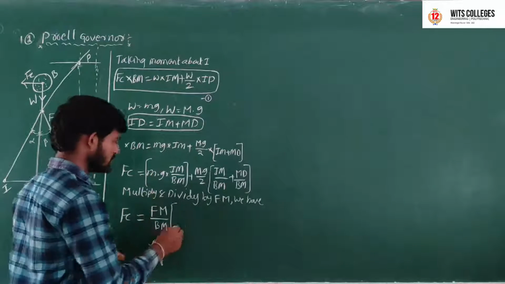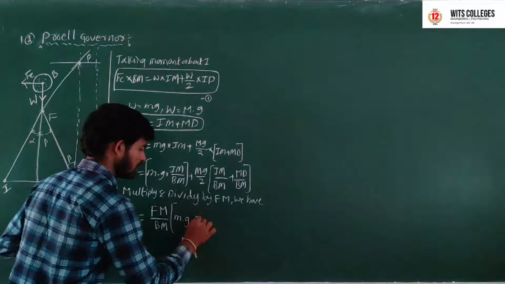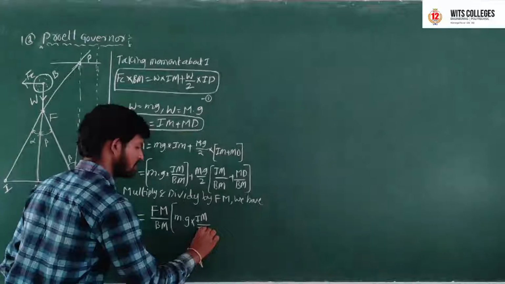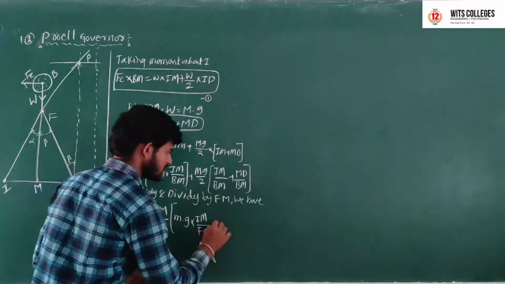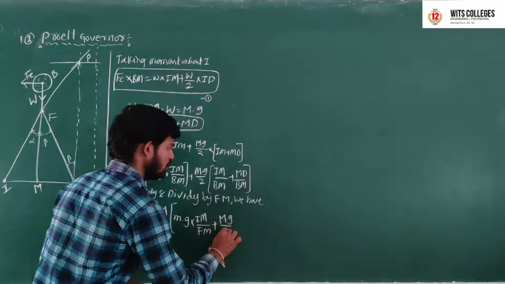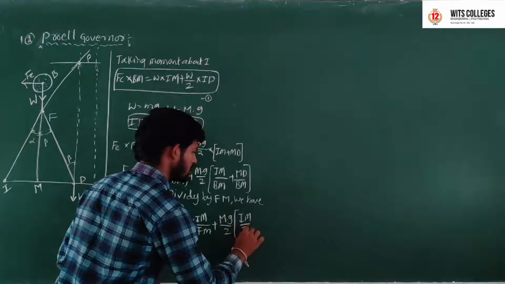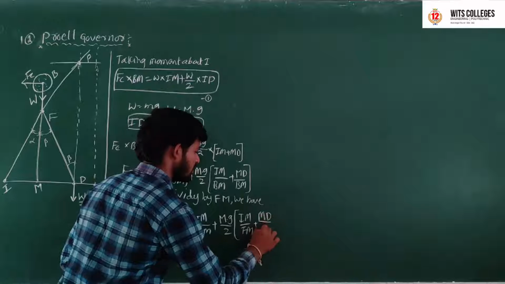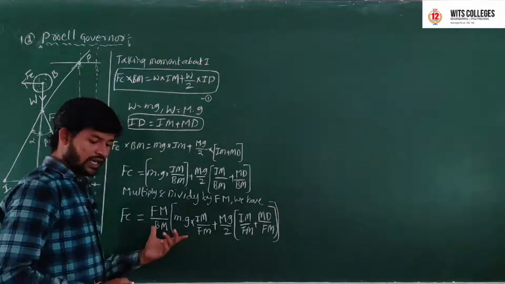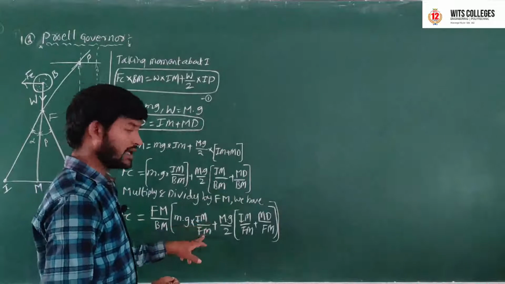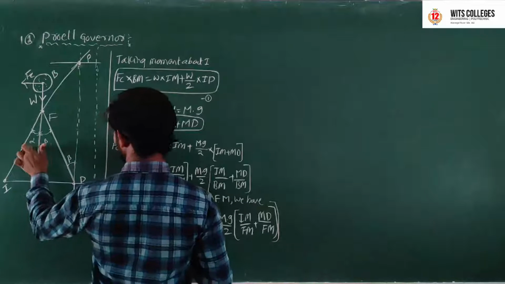FM by BM is equal to mg into IM by FM, plus Mg by 2 into IM by FM plus MD by FM. Here I will write in this manner. IM by FM equals tan alpha. This is the angle alpha, tan alpha.